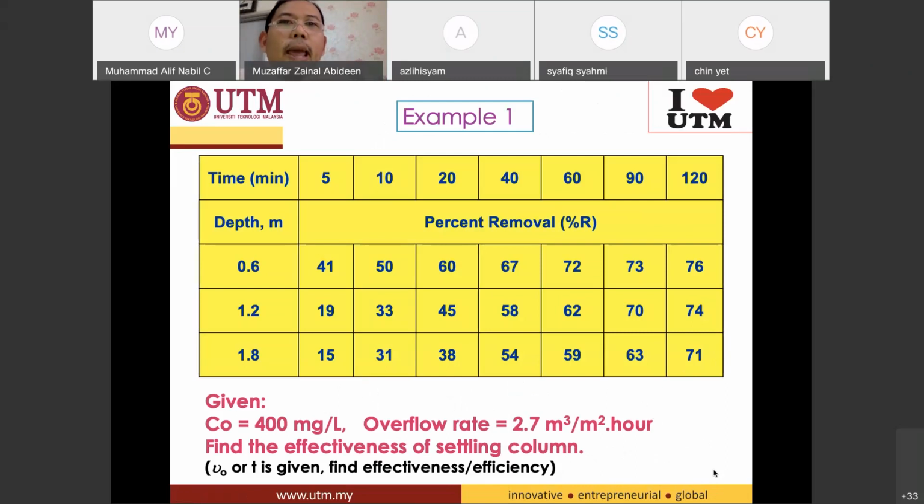Can everyone try to attempt? Overflow rate is given. Then find out your T. Overflow rate is equal to H divided by T. Write down your attempts at the answer on page 55, part 1.